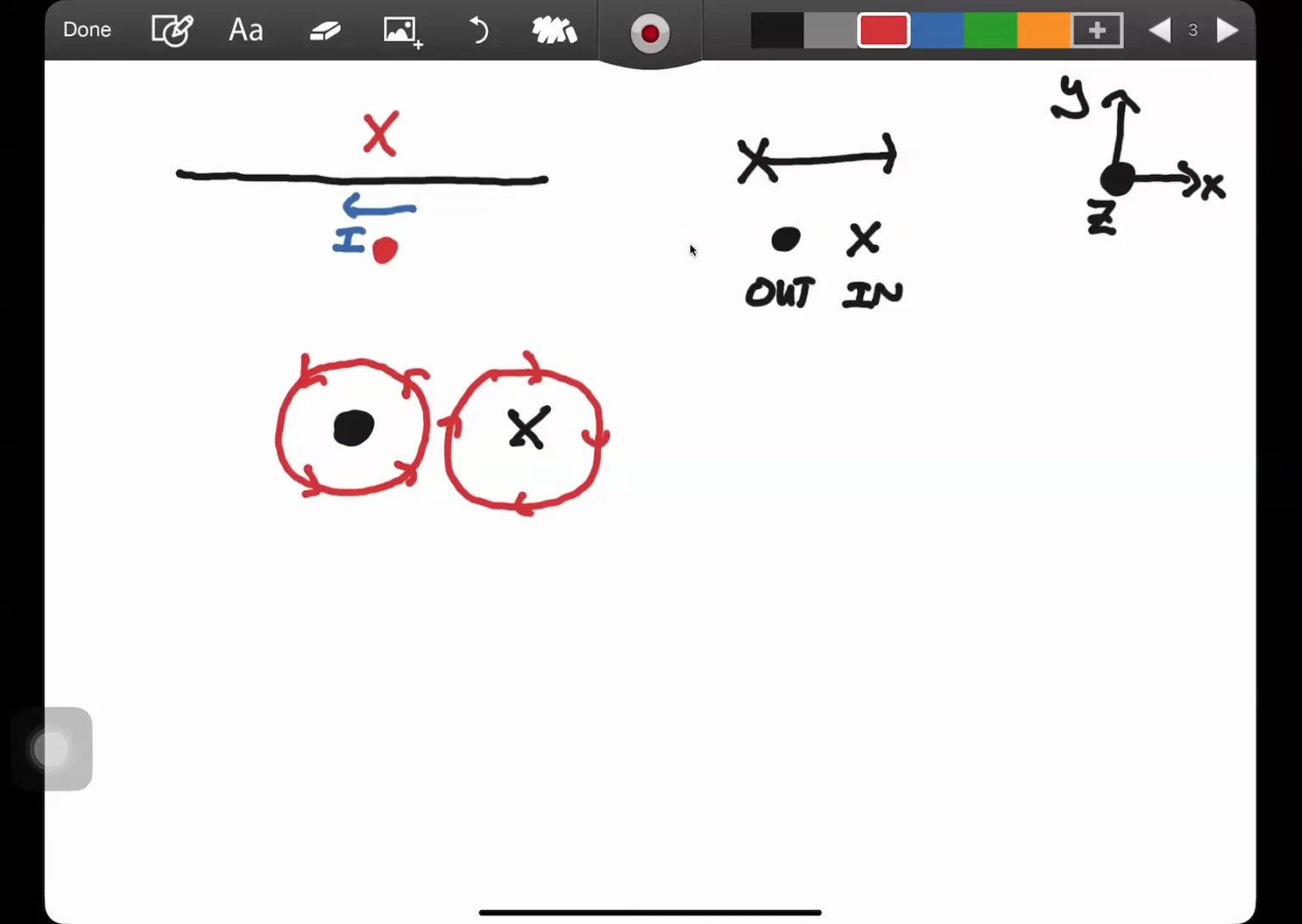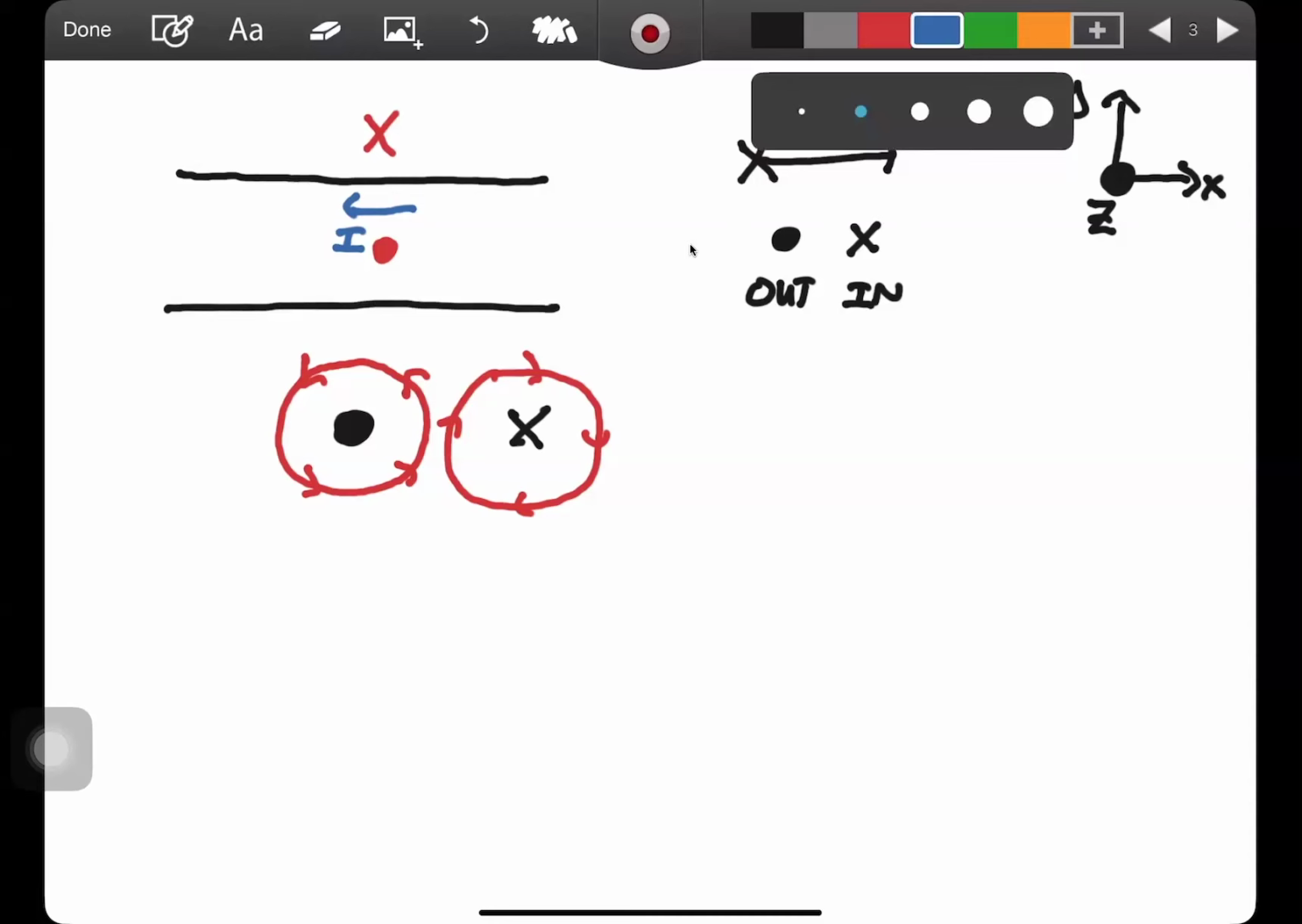So then let's say I have another wire. And let's say that that has, and I'll call this I1. And now let's say that we have some current I2. And let's for now say they're moving in the same direction.